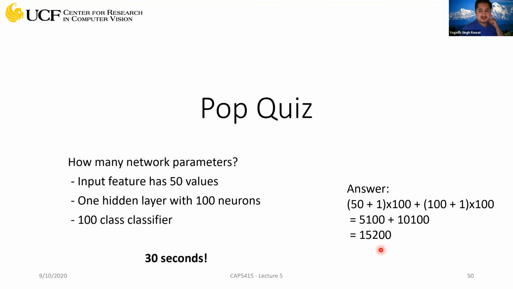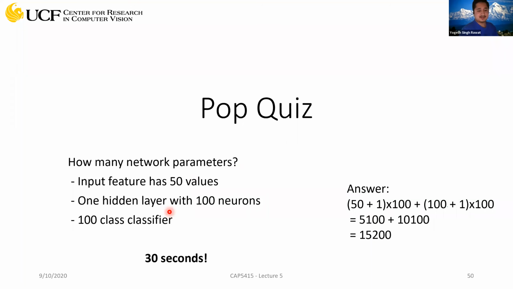So the right answer is 15,200. Your input feature has 50 values, right? And in the second layer, you have 100 neurons. For each neuron, you will have to do a weighted average of all the input values and then have one additional bias. That means for each neuron you will need 51 weights. So for 100 neurons, you will need 5100 weights. That's the first term here.